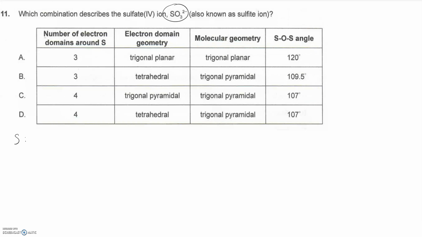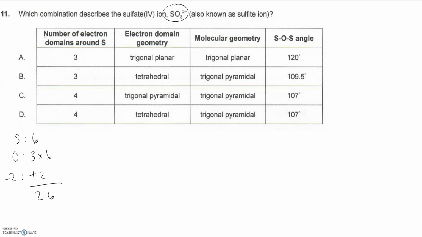So S has, we look at it, how many valence electrons does it have? It has the same as oxygen, so it's got 6. And then the oxygen, there's 3 of them, and they each have 6. And then the 2 negative means that I'm adding 2 electrons to it. So that's going to be my final total of 26 total electrons in my final thing.